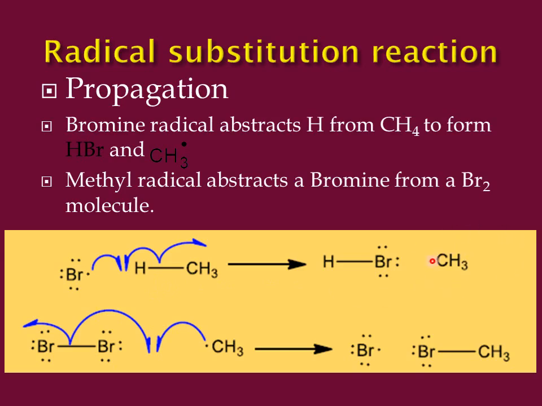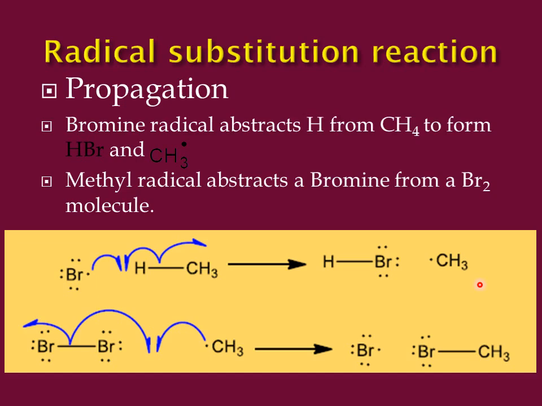In the second step, this methyl radical is going to abstract a bromine atom from a bromine molecule. The bond between these two bromine atoms is going to be broken down homolytically. A bond is going to form between bromine and this methyl radical, making methyl bromide and a bromine radical. This process is called propagation, in which a neutral species is formed, but along with a radical. So the reaction does not stop here. It is going to proceed further.